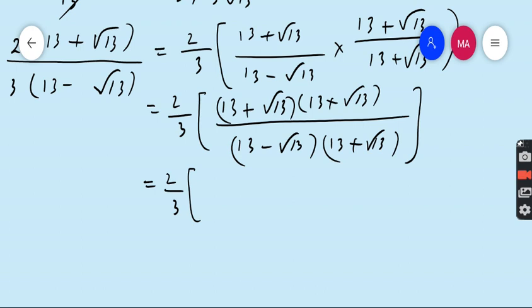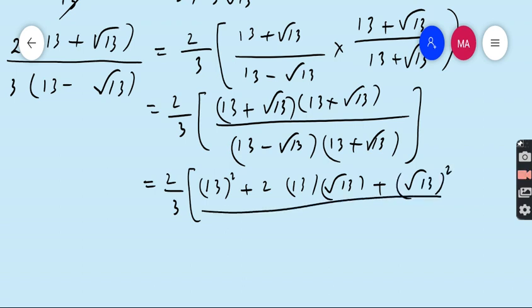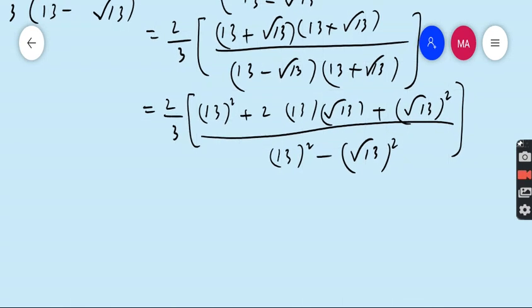So for 13 plus root 13 and 13 plus root 13, you can apply the (a plus b) whole square formula: a square plus 2ab plus b square, upon 13 minus root 13 times 13 plus root 13, where you can apply the a square minus b square formula. I am telling it to you again, you can use the scientific calculator to evaluate the direct answer, but because I enjoy a lot, that's why I am doing it this way.